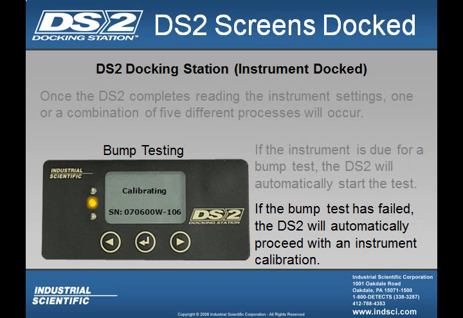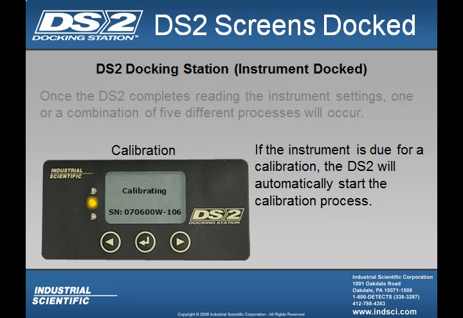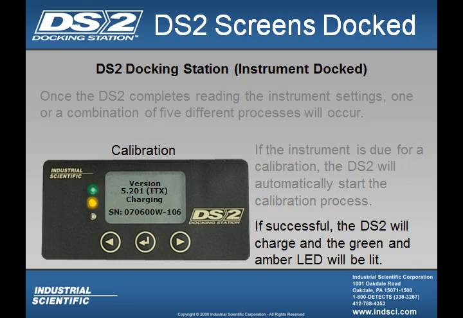Now, if the instrument fails the bump test, the docking station will automatically put the instrument through a full instrument calibration. But if the calibration is due as an event, the docking station will put that instrument through that full calibration automatically. And the calibration is something we recommend be done as a scheduled event every 30 days.